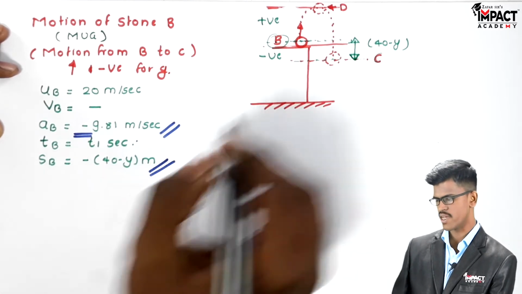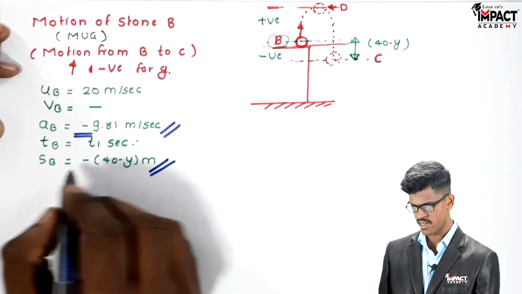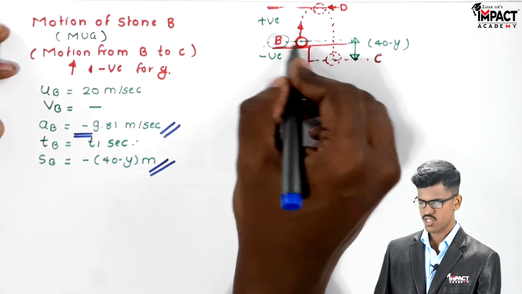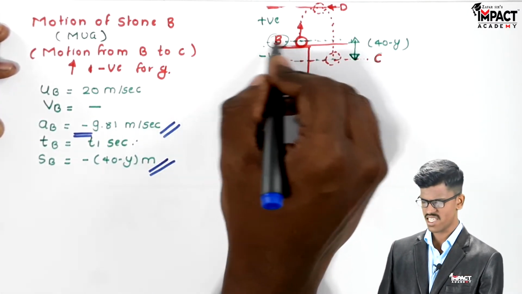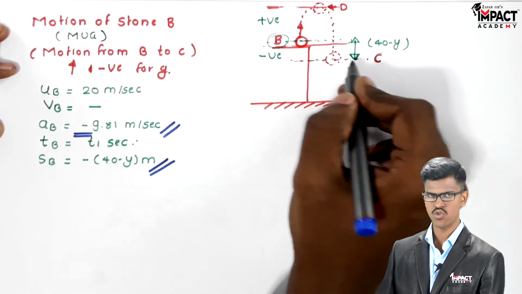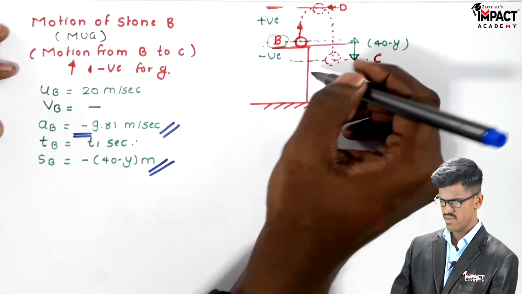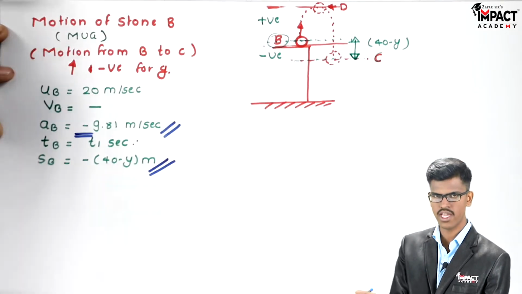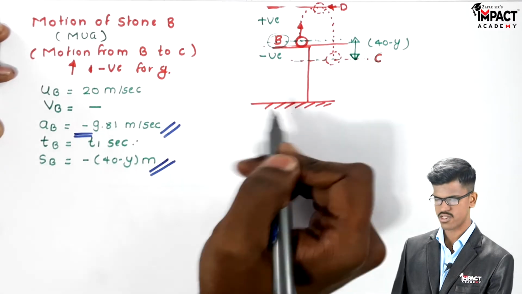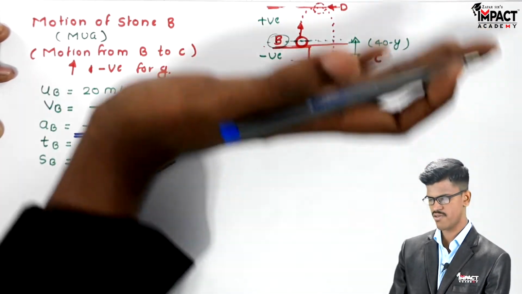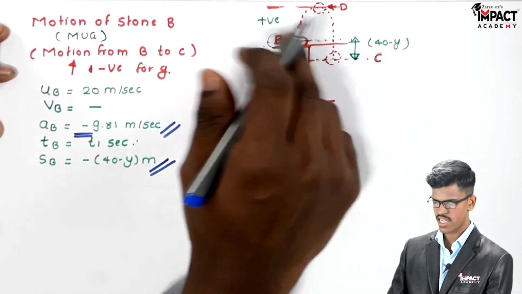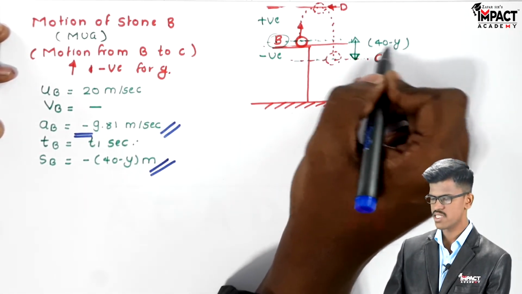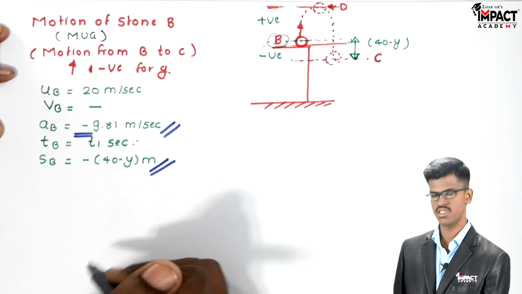Then the displacement depends on the initial and final position. The initial position of stone B is at B and the final position of stone B is at C. So the displacement covered by the stone above the initial position we consider positive. The displacement covered below the initial position we consider negative, and this displacement is 40 minus y and the value is negative.